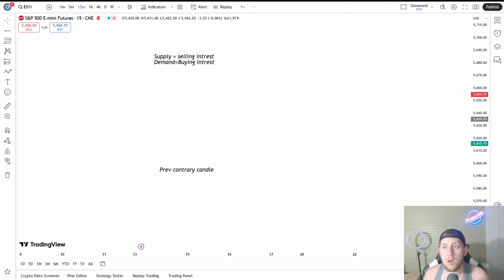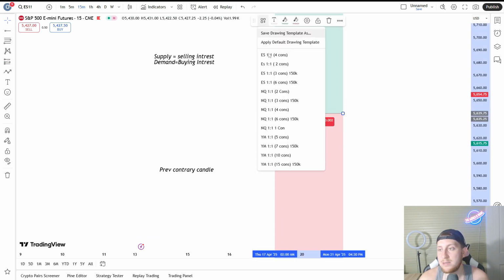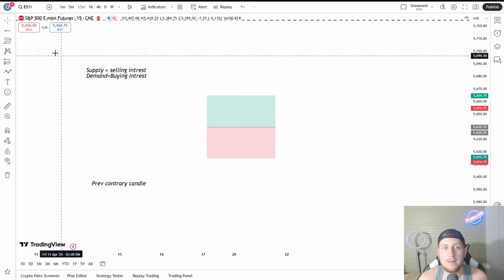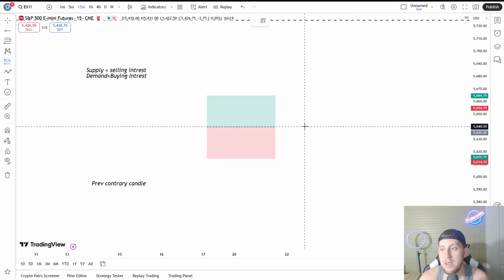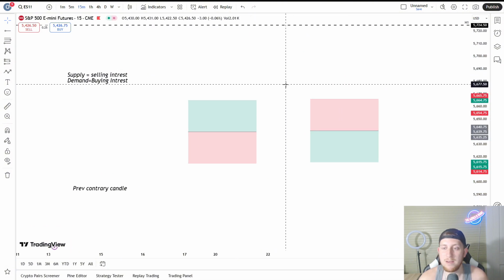The next question: what makes a supply and demand level better than another? So we're going to start off with this. Let's use this for an example, and we're going to do a short as well. I'm just going to knock both of these examples out right here.